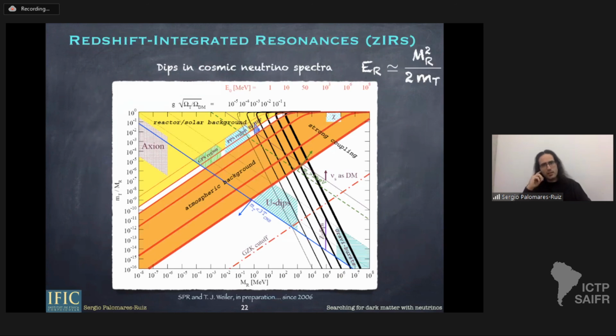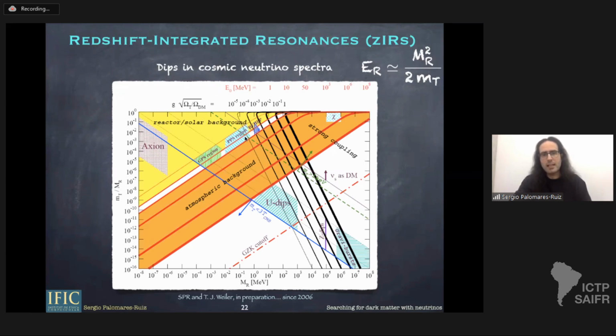This is what we call redshift integrated resonance. This is an unpublished paper that I have been writing with Tom Weiler for almost 15 years. We'll see if we ever publish it, but it's very simple. It is a graphical way to see if a particular model produces an observable dip in the experiment. This is the dark matter mass over the mediator mass versus the mediator mass. You have your model, you place your parameter region here.